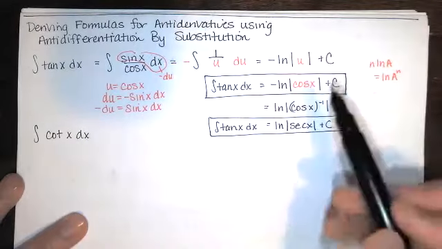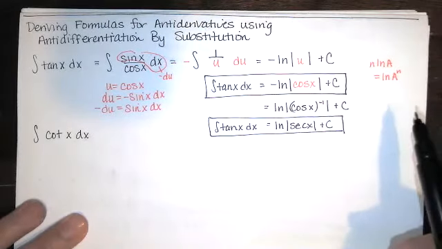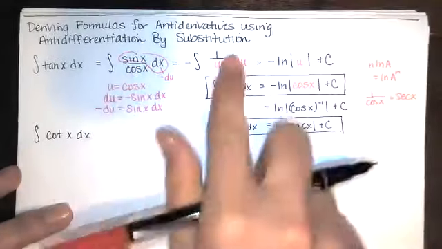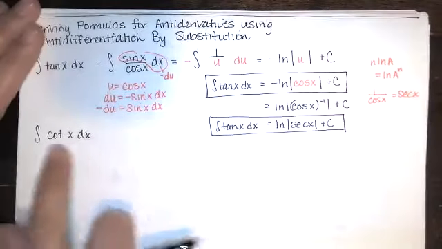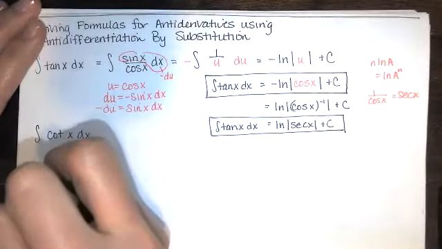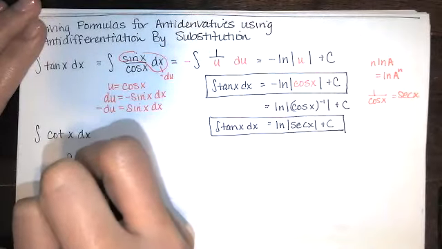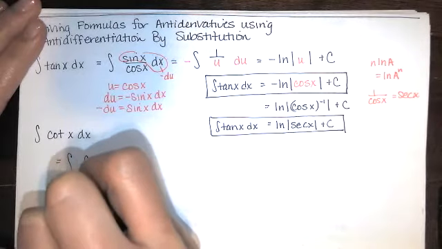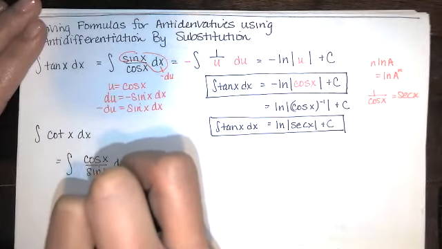Those are both the same thing because of this identity right here and because of the fact that 1 over cosine of x is secant of x by definition. Okay, so there's your rule for tangent. You can do exactly the same thing for cotangent. Cotangent, remember, is cosine of x over sine of x.